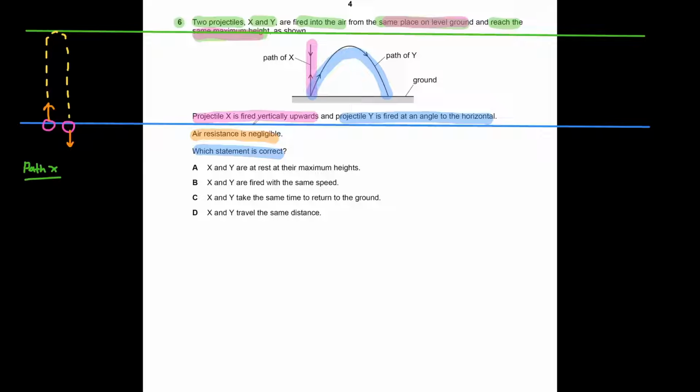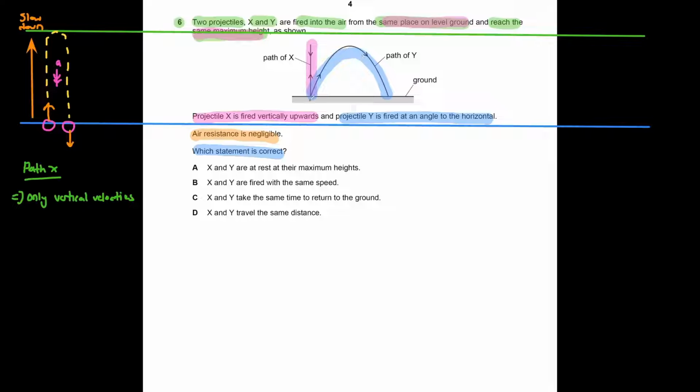Now, since path X is just fired vertically upwards and then it moves back down, it's only vertical motion. So in our case, you only have vertical velocities to consider. Now, as it moves up, we will say that it is actually slowing down because the direction of its motion is opposite to the direction of the acceleration that it experiences. In our case, the acceleration is actually equal to g.